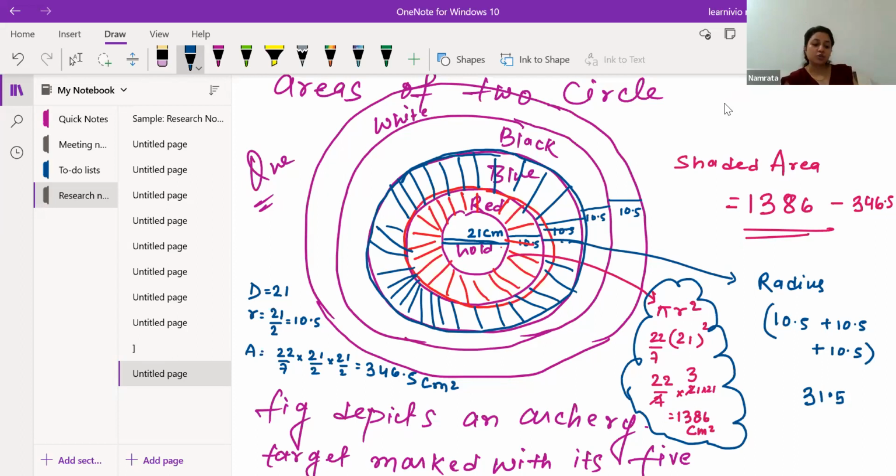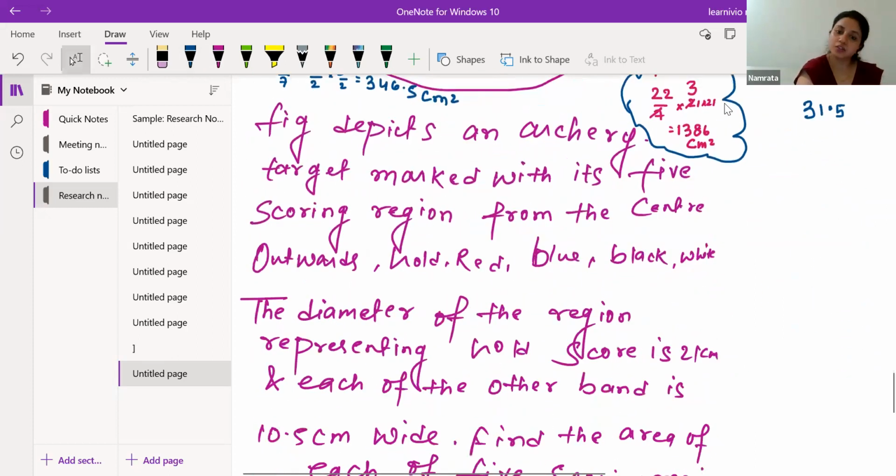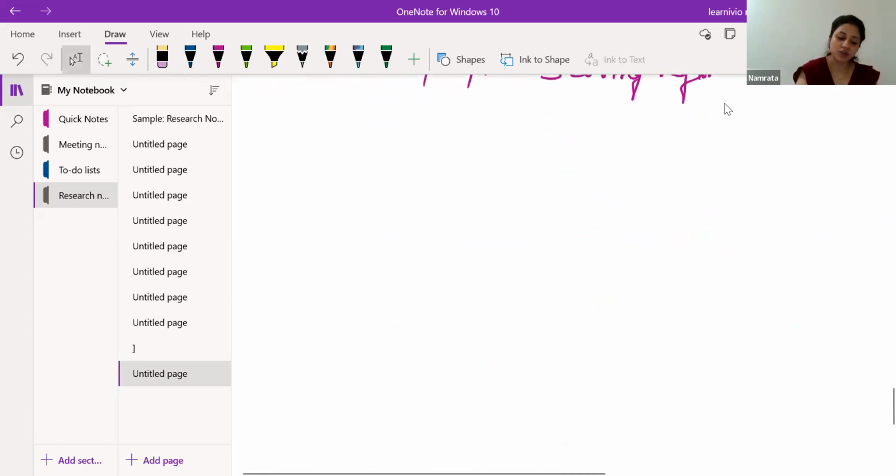Let me check the other two questions, whether they are doable or not. If they are doable, then I will tell them to activate the test link. The wheels of a car of a diameter, this one, how many complete revolutions? Okay, let's do this question quickly. Then you have to give the test, because we are done with the first exercise.